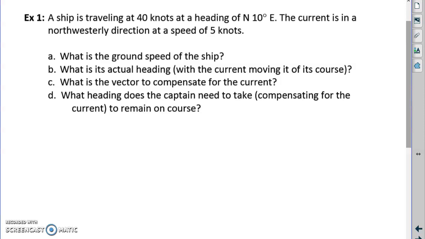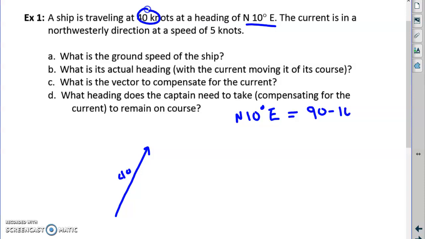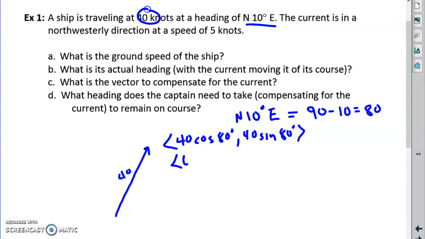A ship, call it vector blue, traveling at 40 knots, a nautical mile per hour, at a north 10 east. So north 10 east is going to be first quadrant. I'm going to make that magnitude 40. And I always convert the north 10 east to math talk. North 10 east is 10 to the east of due north, otherwise known as 10 less than 90, which is 80. So to find that vector, I'm going to go 40 cosine of 80, 40 sine of 80, which I have to equal 6.9, comma, 39.4.